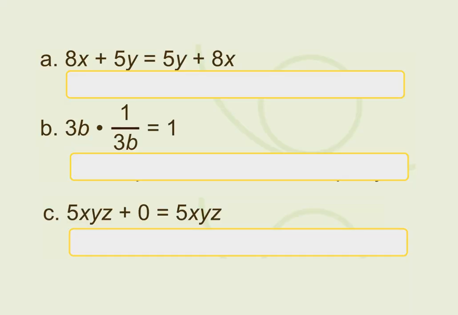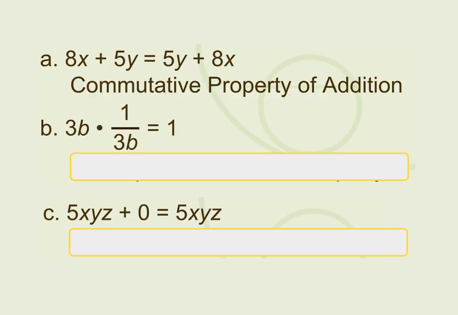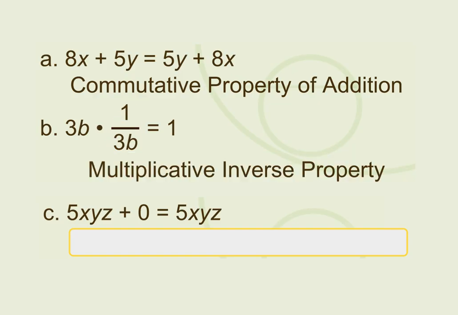So let's determine which properties are being used here. We have 8x plus 5y equals 5y plus 8x. This is indicating that the order does not matter, so this is the commutative property of addition. For the next one, we have 3b times 1 over 3b equals 1. This is its multiplicative inverse, so this is the multiplicative inverse property.